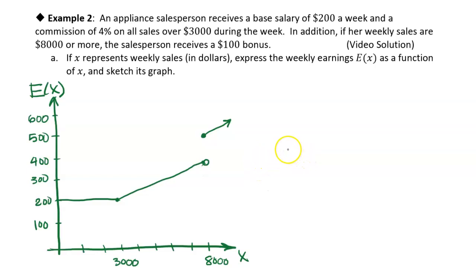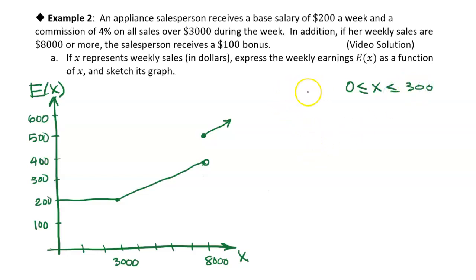And now we want to actually write a function. All right. Now, obviously, we have 3 pieces here. It doesn't really make sense for her to sell a negative amount of appliances. So the domain's going to start at 0. And the first piece is just going to be for x between 0 and 3,000. Okay.